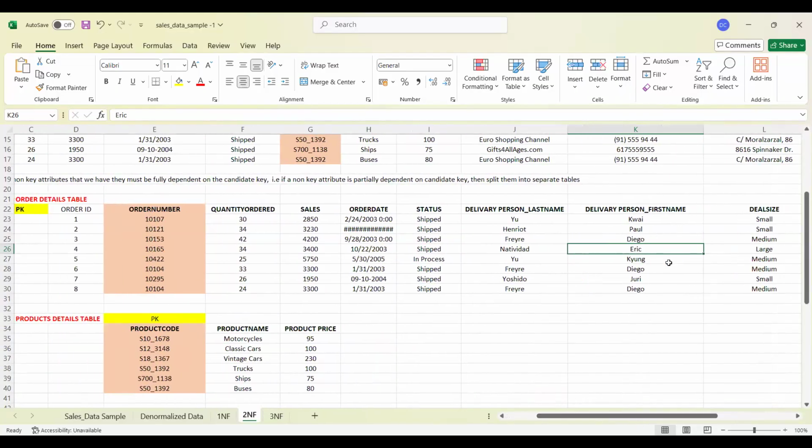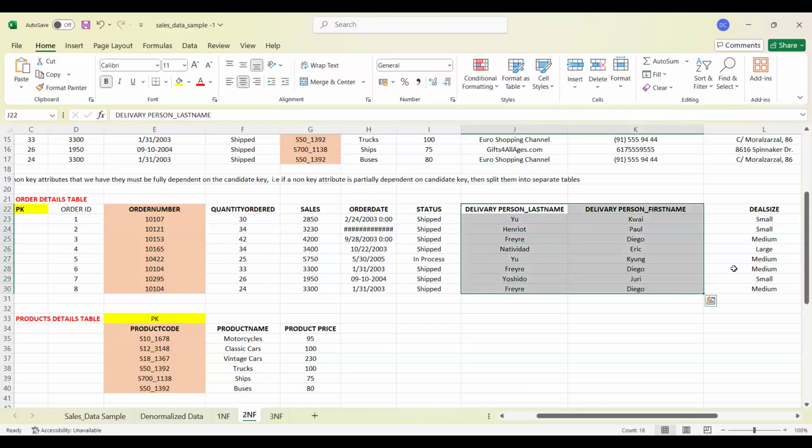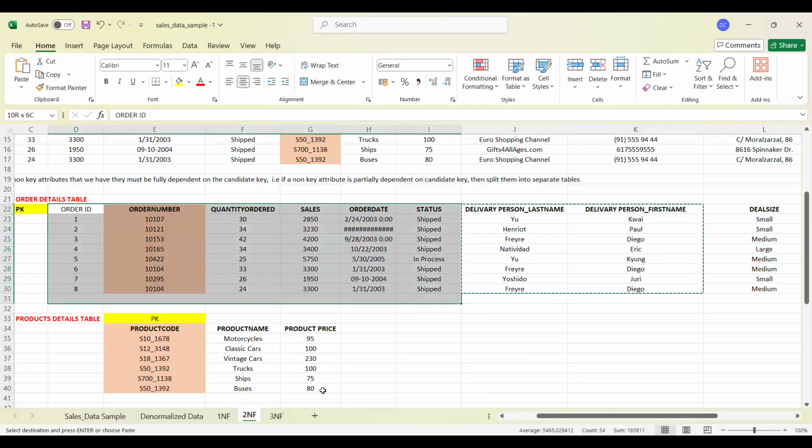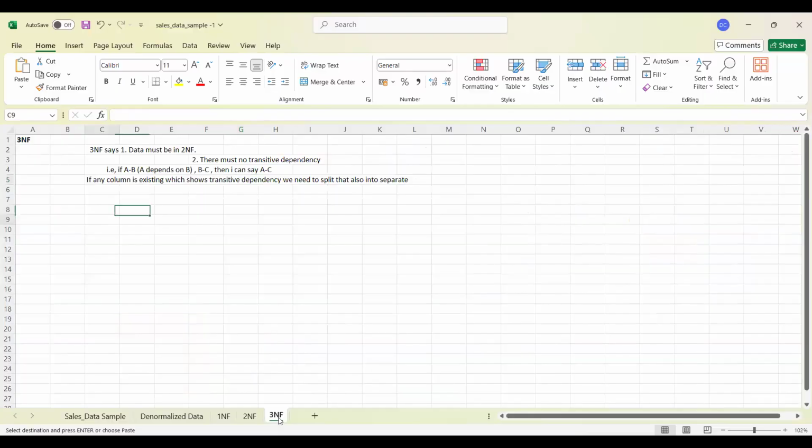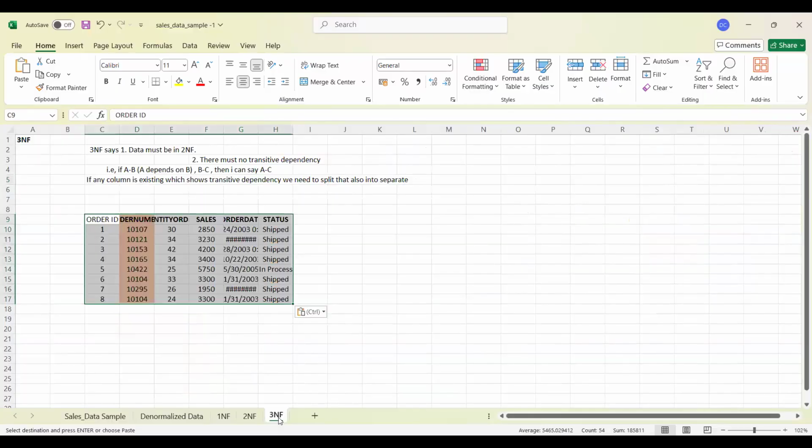So here, as delivery person is in the order details table, now I need to remove the delivery person details from here. That means I will remove these two. I'm just copying here, not removing, because this is 2NF, right? So better what I will do, I will copy this one. Here I'm writing 3NF output. So this will be our order details table.